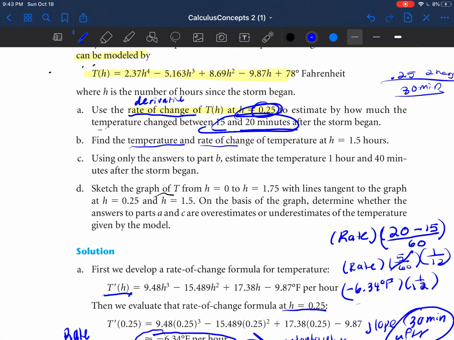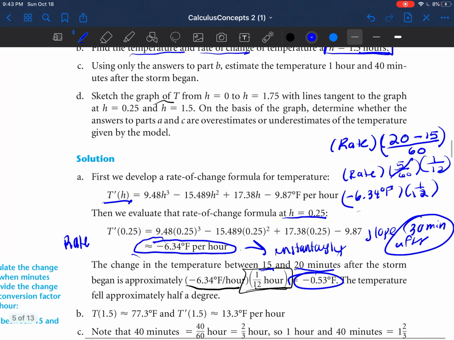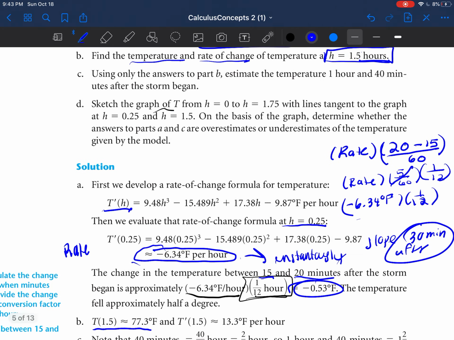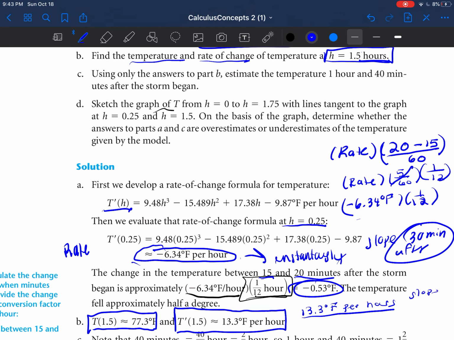Find the temperature and the rate of change at, okay, same thing. We're going to do the same thing. Plug 1.5 in, the temperature, into the original. Then plug 1.5 into the derivative. So let's see. Plug 1.5 in, we get this. Then plug it into the derivative. And the temperature is going to go up 13.5 degrees Fahrenheit per hour. So this is the slope, the instantaneous rate of change 1.5 hours after the storm.